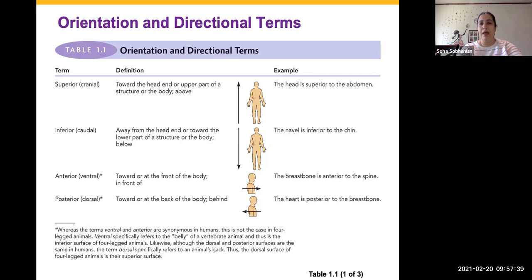Another example. Everybody knows where your breastbone is, right? Right here in the middle, protecting your heart. What's the actual name for the breastbone? Sternum, correct. So we can say that your sternum is anterior to your heart, because it's in front of your heart. Or your heart is posterior to your sternum, right? Because it sits behind it.